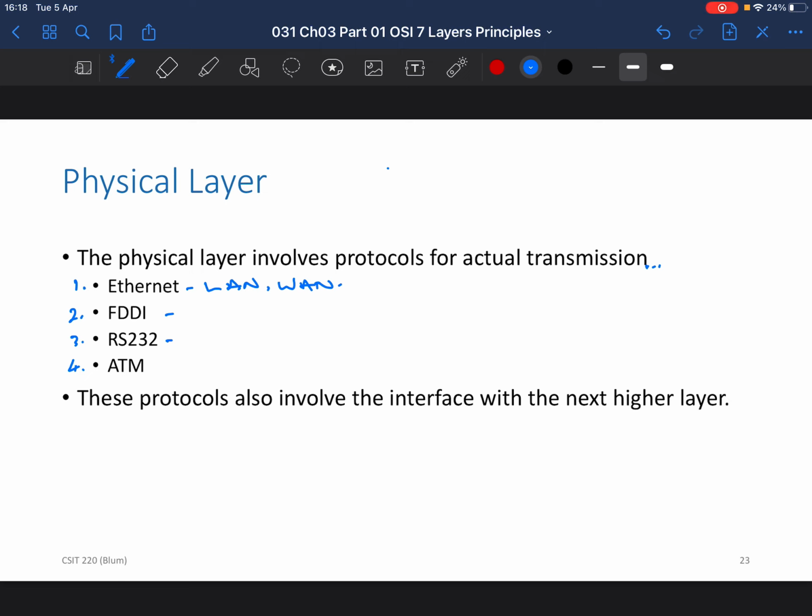Number 4 is ATM, which stands for asynchronous transfer mode. Asynchronous transfer mode is a telecommunication standard defined by ANSI and ITU-T for digital transmission of multiple types of traffic, including telephone, data, and video signals in one network. So that is briefly about ATM. These protocols also involve the interface with the next higher layer, the second layer.